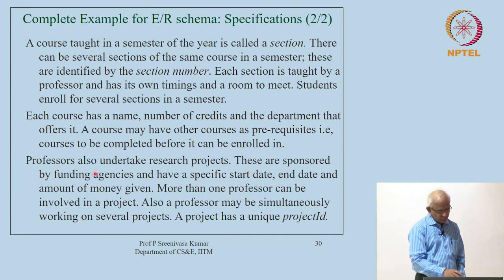And then professors also undertake research projects, and these are sponsored by funding agencies and have a specific start date, end date, and amount of money given to them. More than one professor can be involved in a project. Also, a professor may be simultaneously working on several projects. A project has a unique project ID. So, this is how we gather together all the facts that we want to model, and then start putting them all together in a diagrammatic notation, the ER model notation, and then have discussions with the end users.